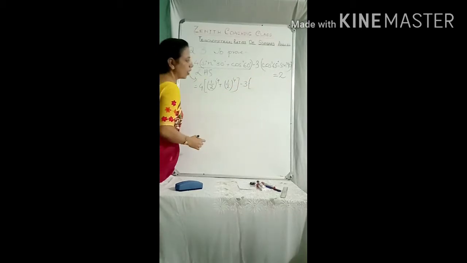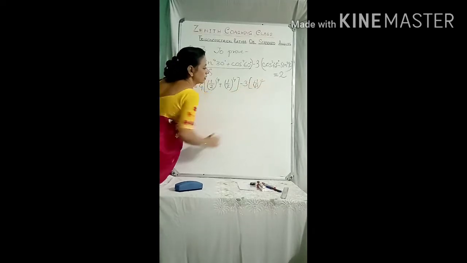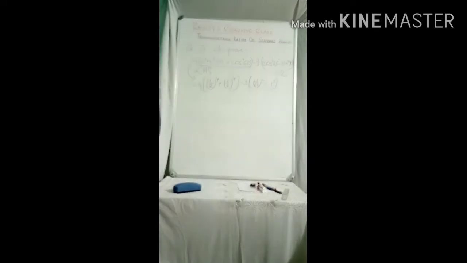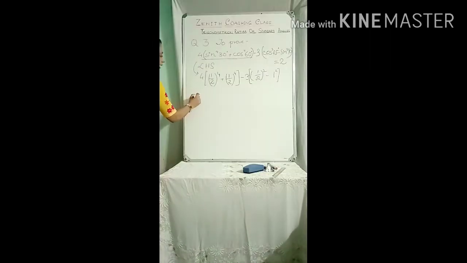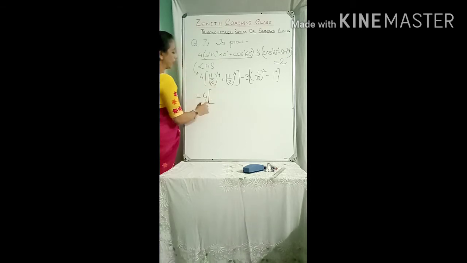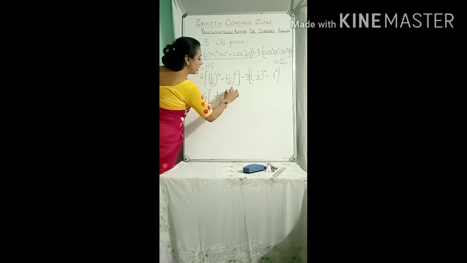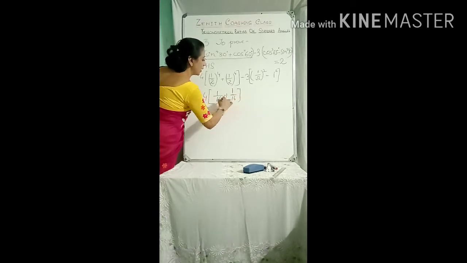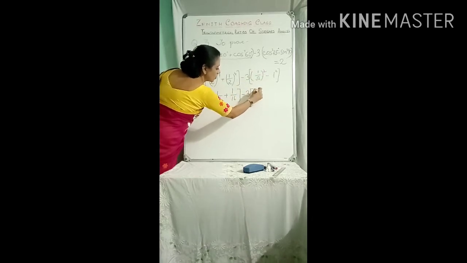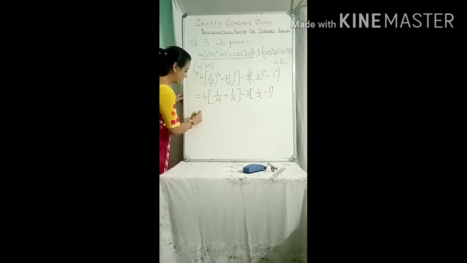Minus 3 into cos 45 degree, 1 by root 2, that is (1 by root 2) square. Minus sin 90 is 1 square. So 4 multiplied by (1 by 2) whole to the power 4 equals 1 by 16, plus again 1 by 16. Minus 3 into (1 by root 2) square, that is 1 by 2, minus 1. Then 4.